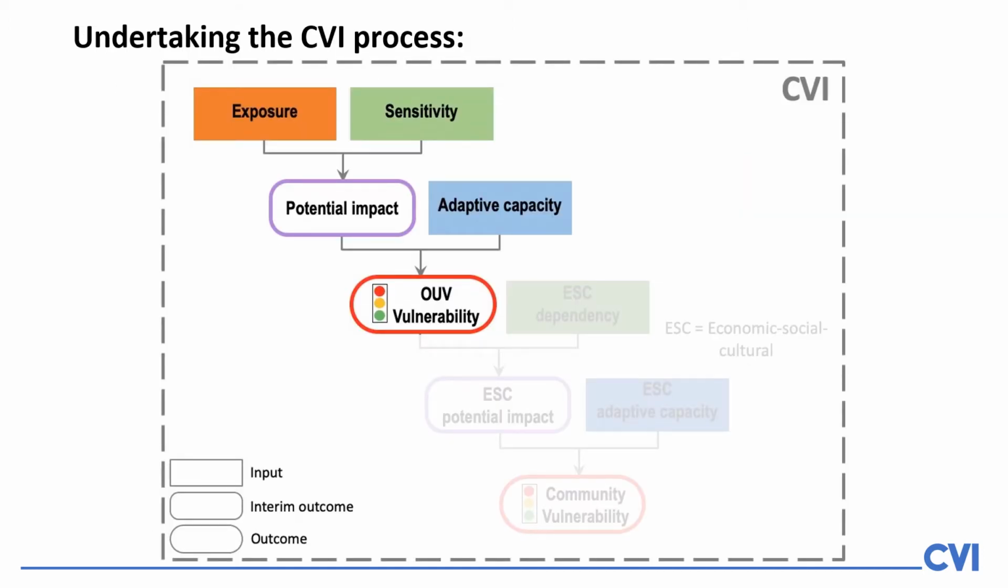So this is the framework we'll be looking at today, and while I've got this up on the screen, I wanted to stress that some of these elements, the ones with the sharp corners, we call inputs. So exposure, sensitivity and adaptive capacity are inputs. You'll notice the potential impact is considered to be an interim outcome, and OUV vulnerability is one of our key outcomes, and then we build on that to develop our community vulnerability. This same little element of the overall framework will appear as a thumbnail in the top right-hand corner of many of the subsequent slides.